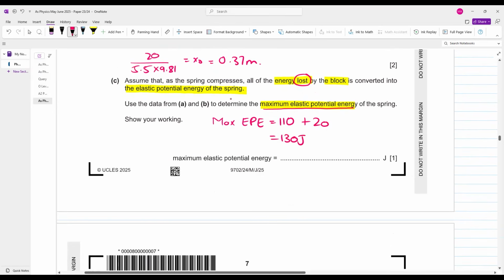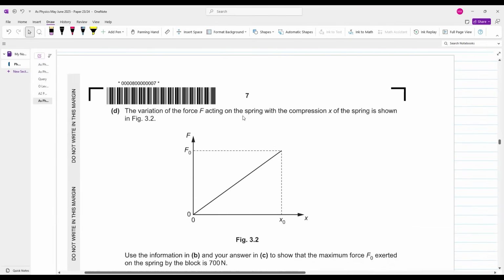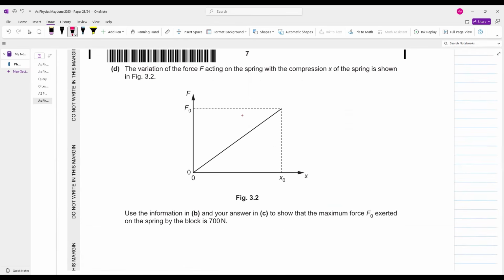This comes out to be 130 joules. The variation of the force F acting on the spring with the compression X of the spring is shown in figure 3.2. Okay, force versus extension का graph given है. Use the information in B and your answer in C to show that the maximum force F naught exerted on the spring by the block is 700 Newton.